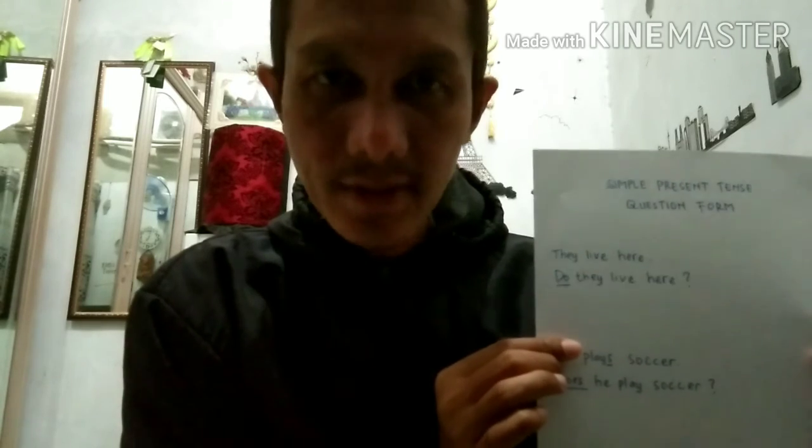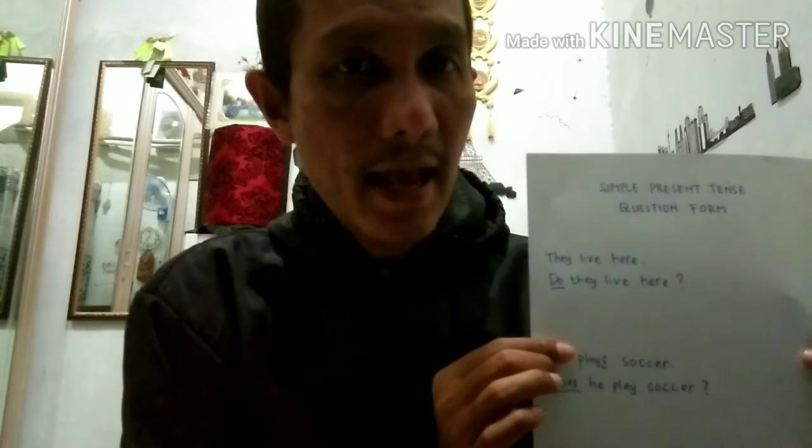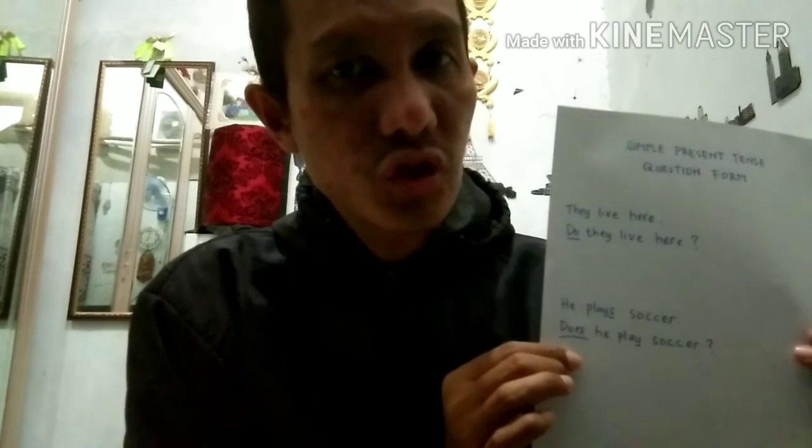To review, you have to put do at the beginning of the question if the subject is I, you, they, or we. Then you have to put does at the beginning of the question if the subject is she, he, or it. And don't forget, you have to add a question mark at the end of the question.